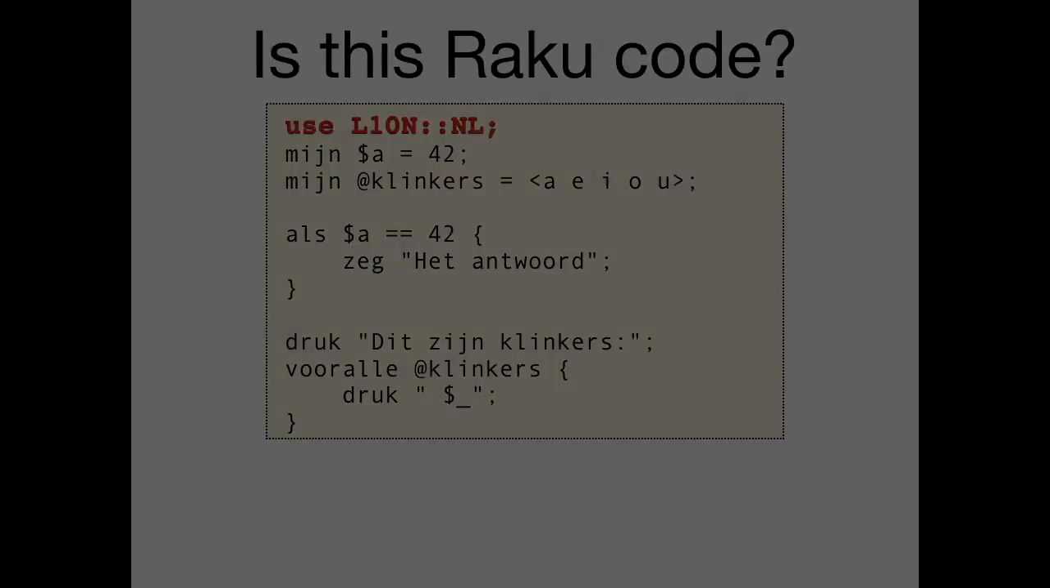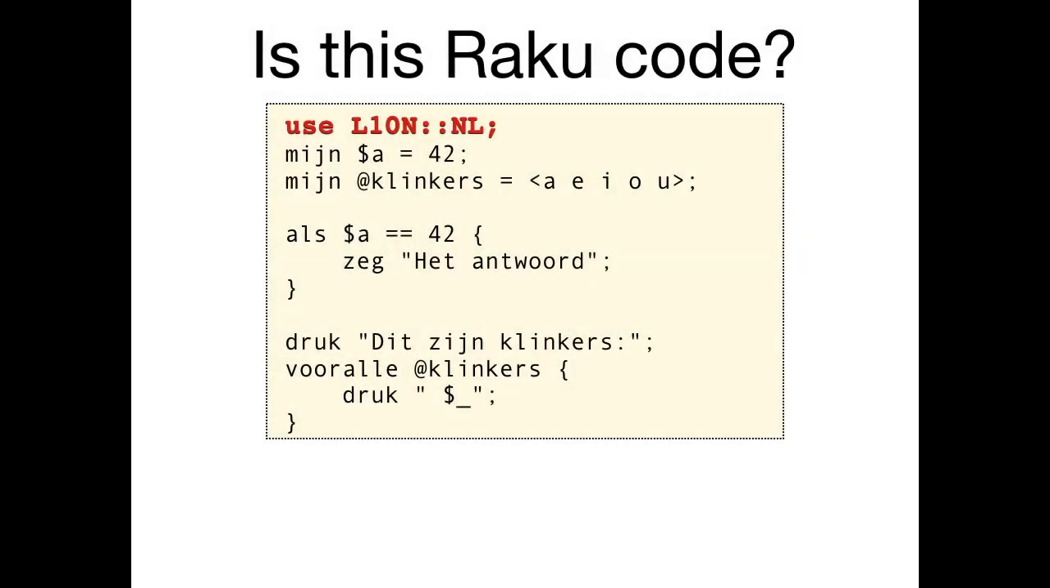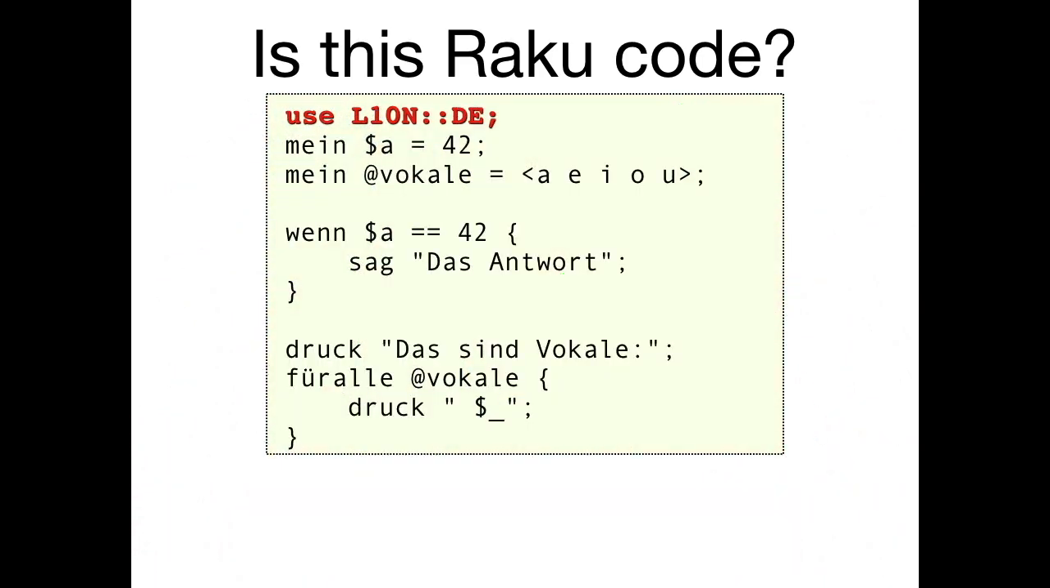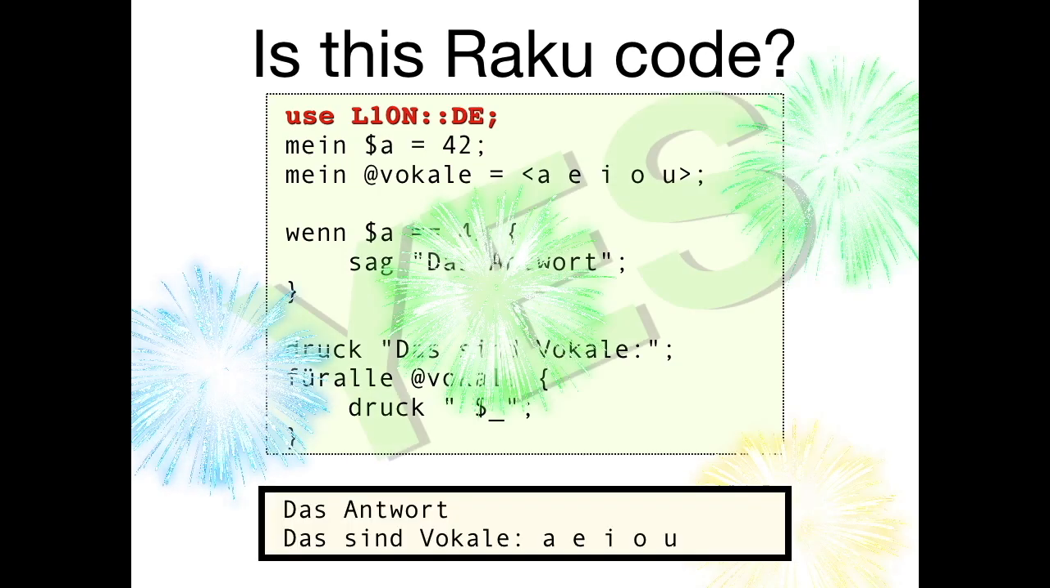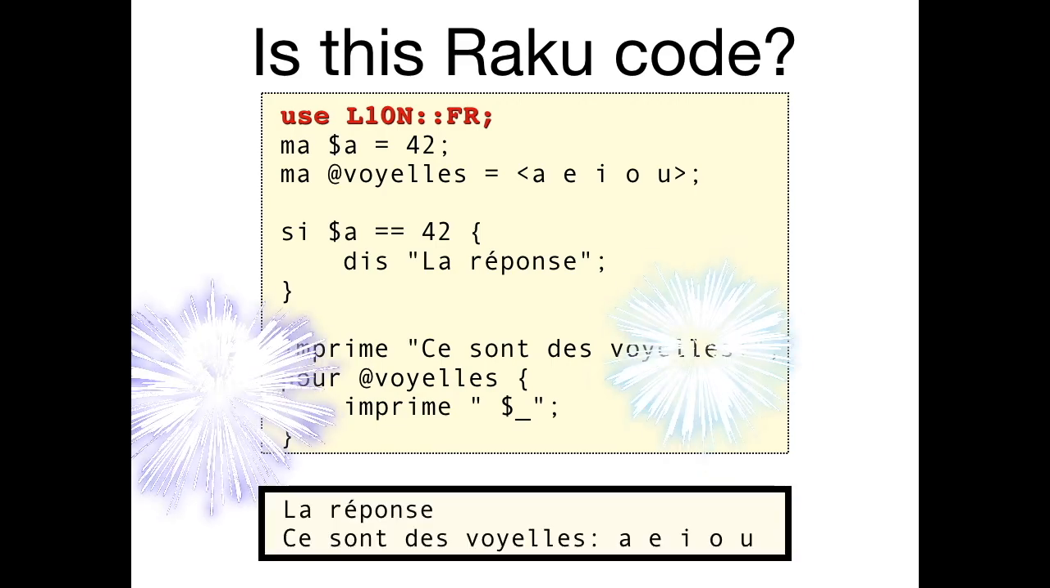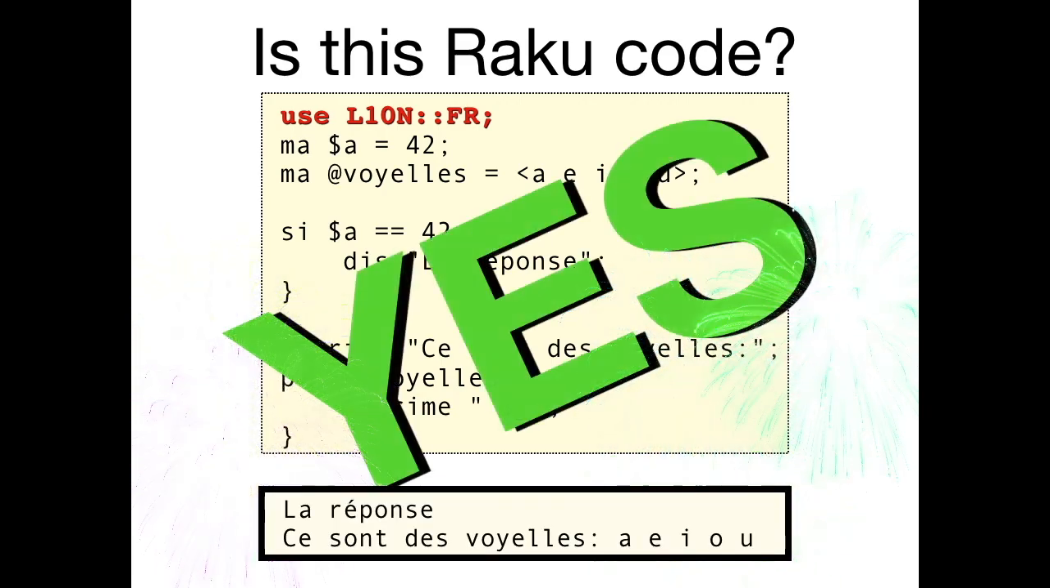However, we can actually change this with a simple addition by adding a line to it, namely use localization Netherlands, and all of a sudden this is valid code and it runs. We can do the same for German. We can do the same for French. And we can do the same for Italian at the moment.